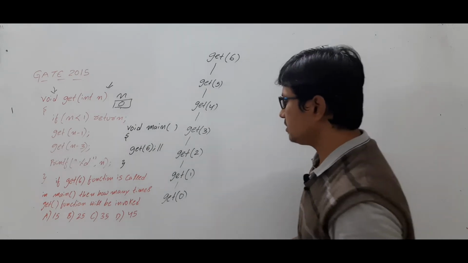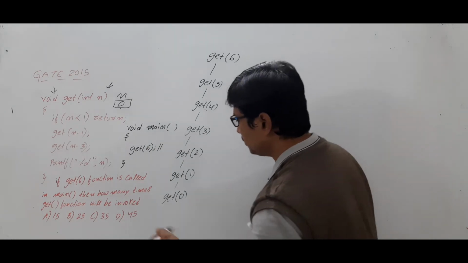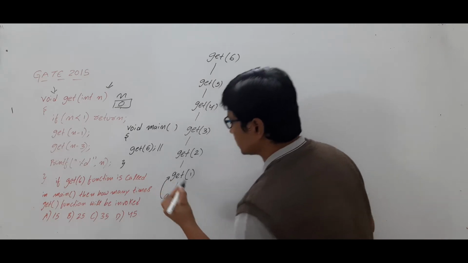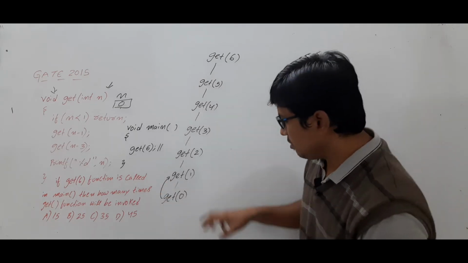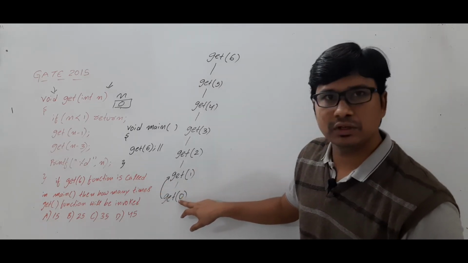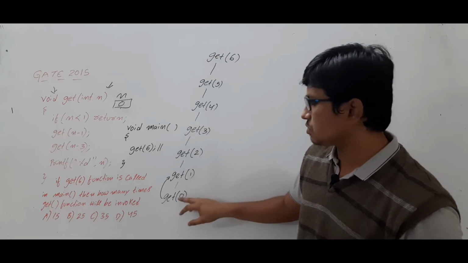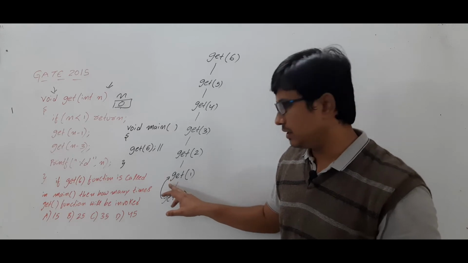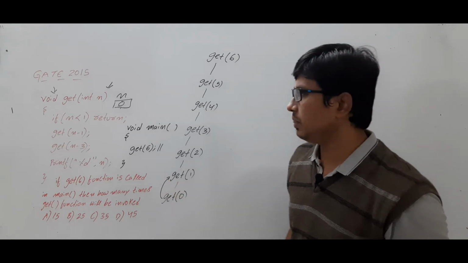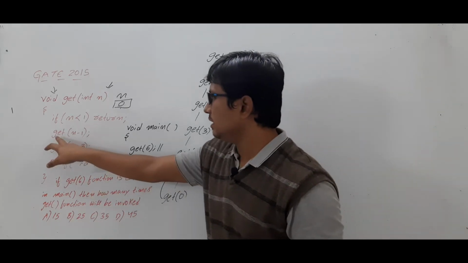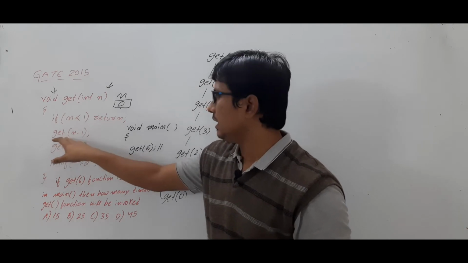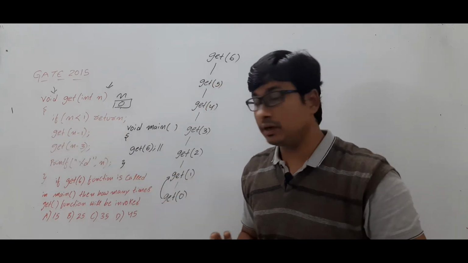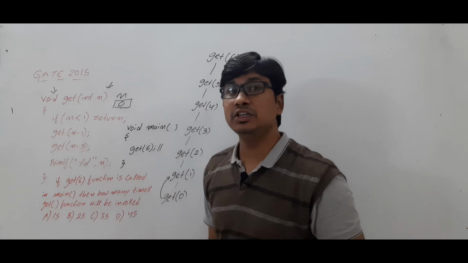Okay, means from this one, you need to go back to this function called get 1, because from this function you reach to the get 0. This function is called the get 0 function. If you are returning, you need to return to this function call. Okay, now look at here. In this function call, get n minus 1 is executed. Now get n minus 3 need to be executed.